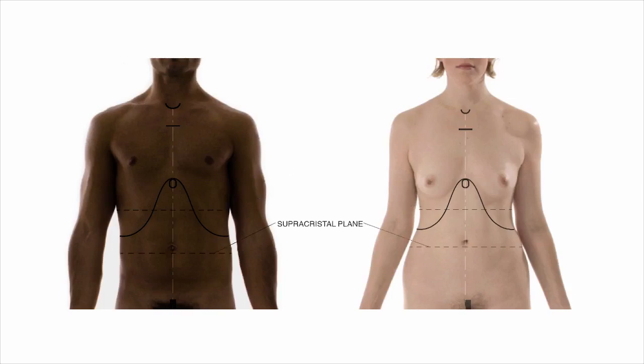We now show the supracristal plane, or plane of the iliac crests, which is roughly at the level of the fourth lumbar vertebra. We also show the anterior superior spines and the plane that crosses them. We now show the inguinal ligament, which runs between the anterior superior spine and the pubic tubercles, which are just lateral to the pubic symphysis. We also indicate the subcostal plane across the inferior margin of the ribs.